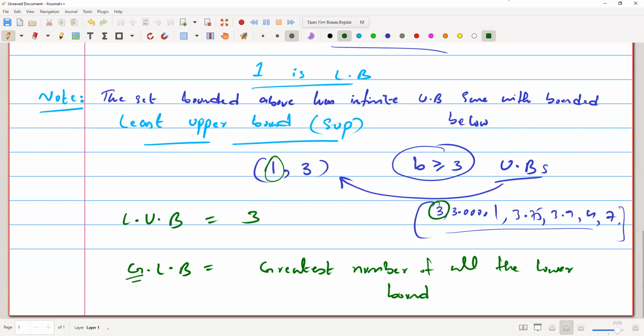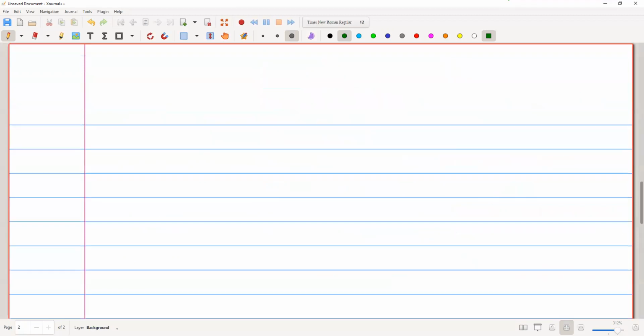So it is the greatest number of all the lower bounds. So these are the definitions of lower and upper bounds. Now we'll take some examples to understand this. So let's talk about the natural numbers. The set of natural numbers, we know, starts from 1, 2, 3, 4, and so on.